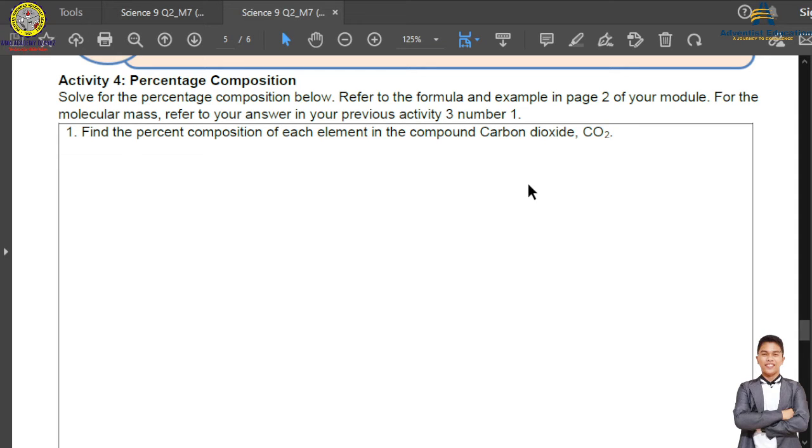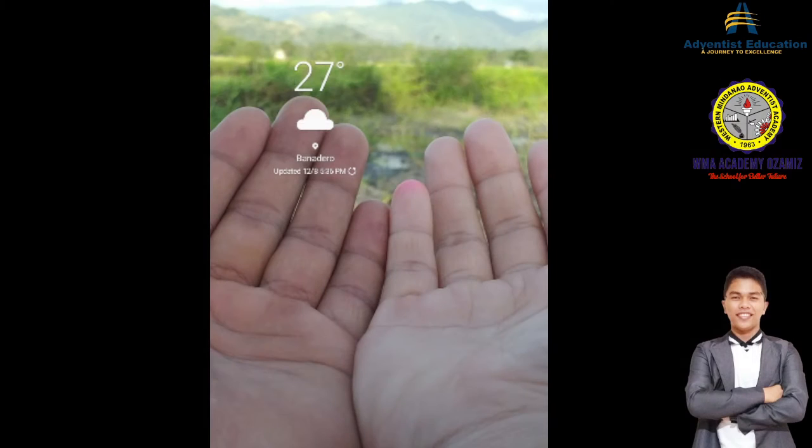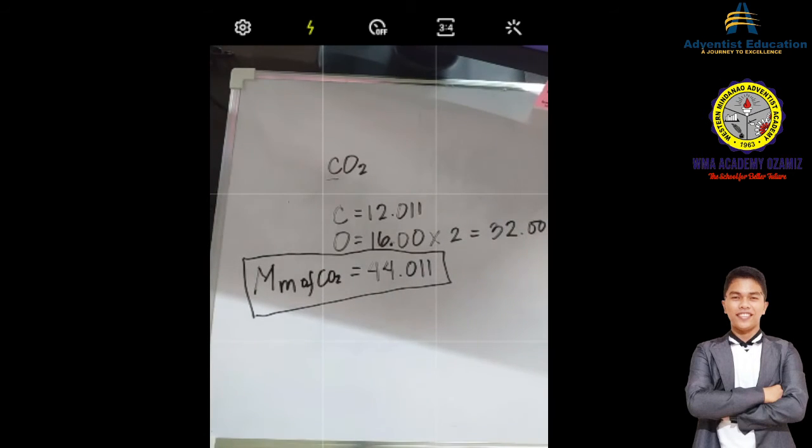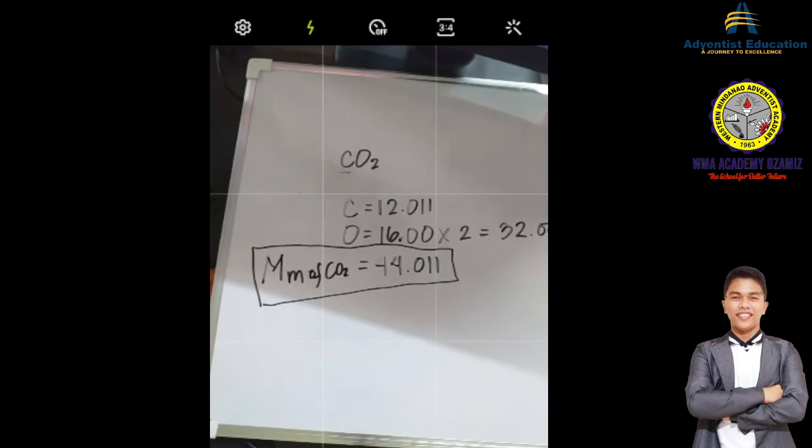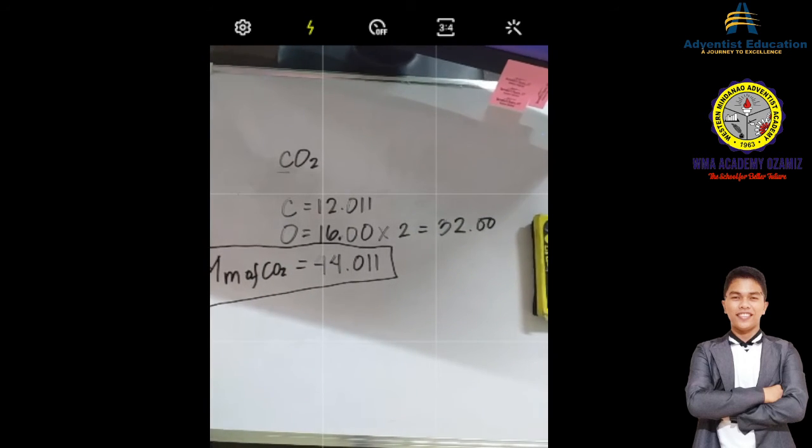We are also using this one. I did not erase this. This is the total molecular mass of carbon dioxide, and we will be using this for our activity 4 in the percentage composition. So I will show you how to find the percent composition of carbon. You are going to find the percentage composition of the oxygen later.